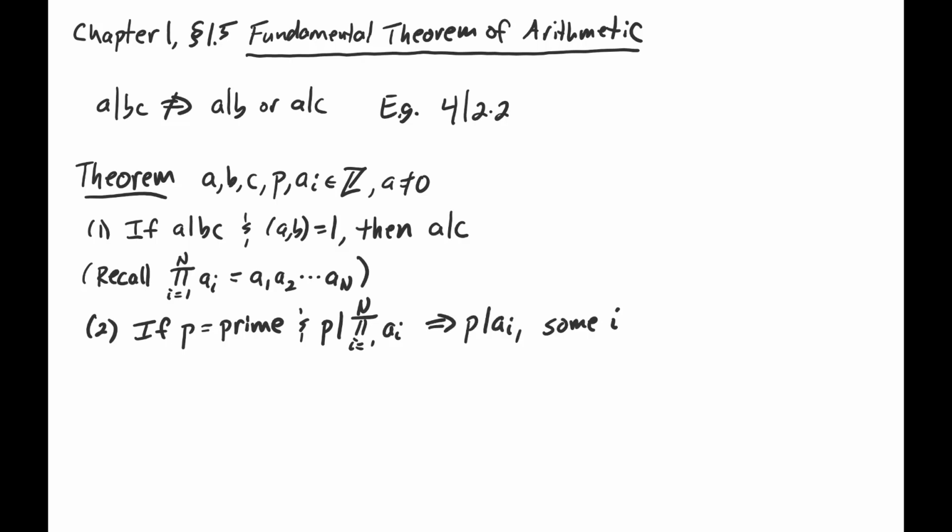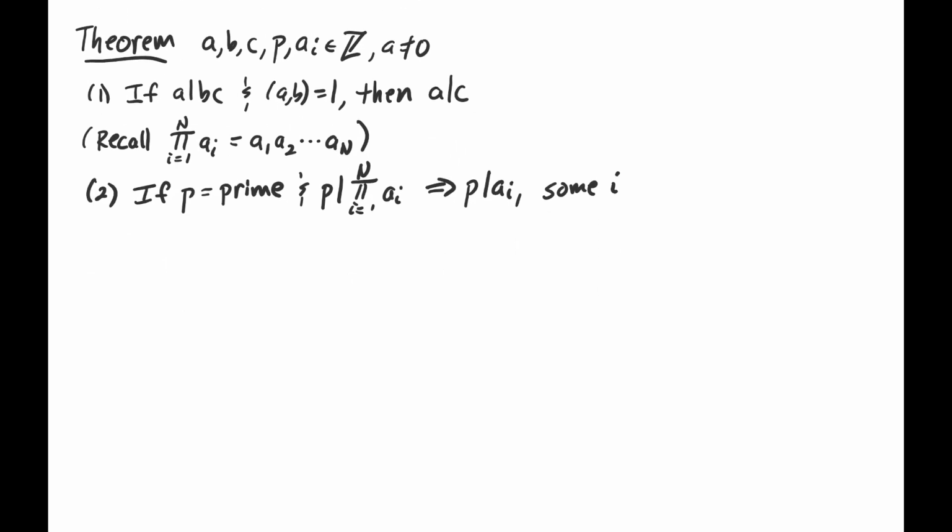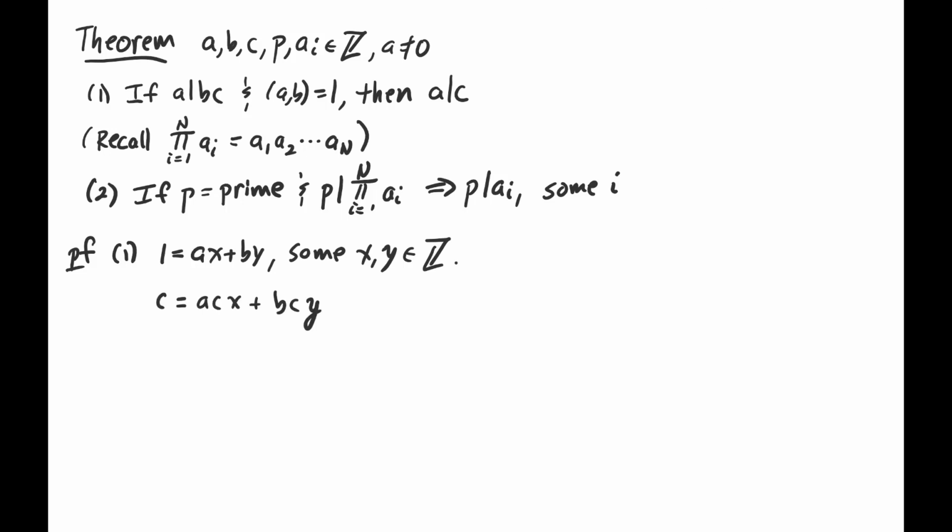All right, the proof of this, especially the first one, is our usual linear combination trick with the greatest common divisor. Because A and B are relatively prime, we can write 1 as a linear combination of A and B. After that, just multiply both sides by C. And then on the right side here, obviously A divides that term, so it divides that product, ACX. And by hypothesis, A divides BC, so it divides those two terms multiplied together.